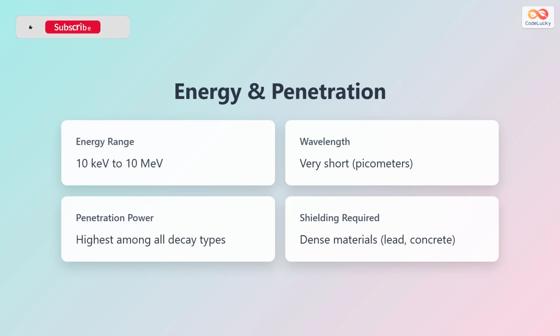Gamma rays carry significant energy, typically ranging from 10 keV to 10 MeV. They have extremely short wavelengths, measured in picometers. Gamma rays possess the highest penetration power among all types of radioactive decay, easily passing through paper, aluminum, and even human tissue. To shield against gamma radiation, dense materials like lead or thick concrete walls are required.